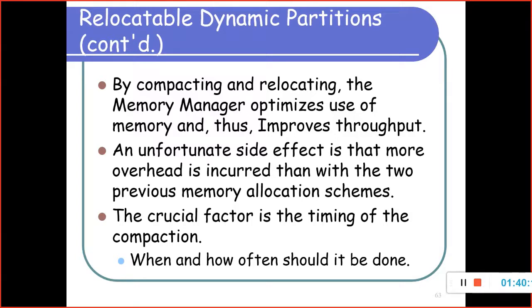When you add much more complexity in the system, it will have a load. We have a heavy load, meaning a computational load. Of course, there's a trade-off. You have optimized memory management, you improve throughput, but you also increase the computational load. The crucial factor is the timing of the compaction. When and how often should it be done?